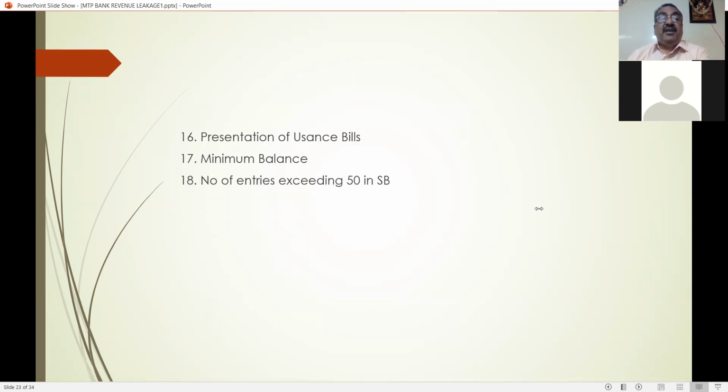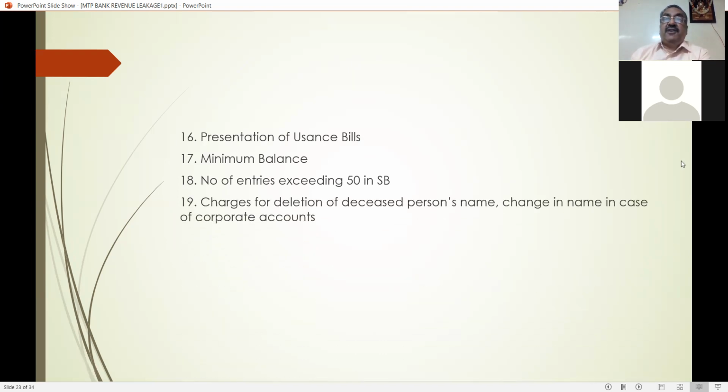Number of entries in SB, if it exceeds 50. Because in an SB account, the entries should not exceed 50; you can have an SB account, and if the entries exceed 50, the bankers charge some commission for that. And charges for deletion of a deceased person. Sometimes you have to change the name. Suppose the account is in the name of the father, and his son has gone to the bank and says that I am the legal heir, please change the name from my father's name to me. For that also the bankers are charging some income.